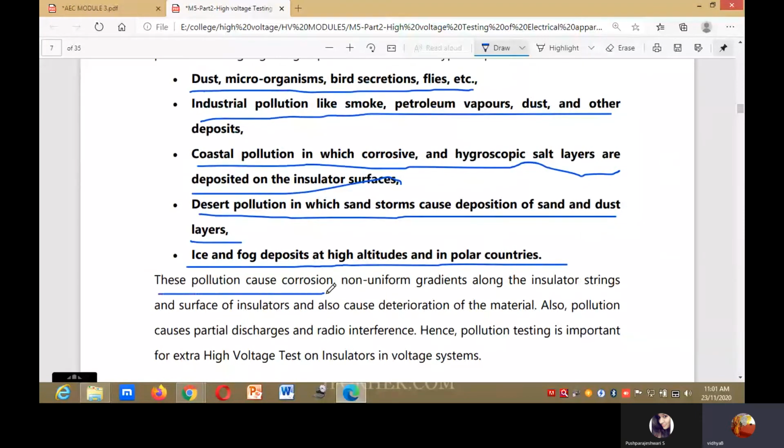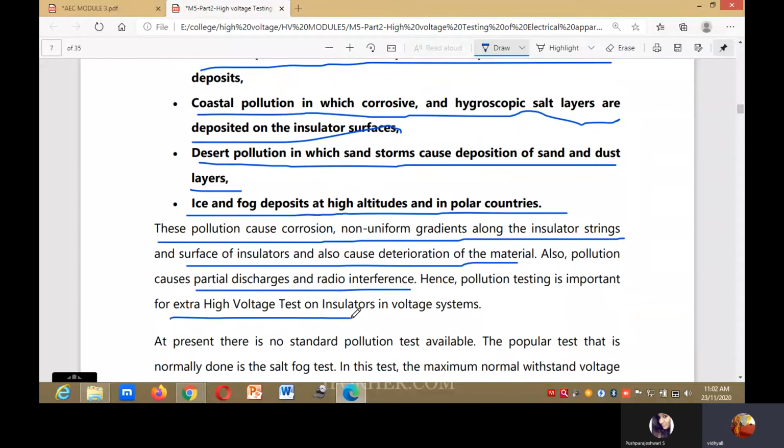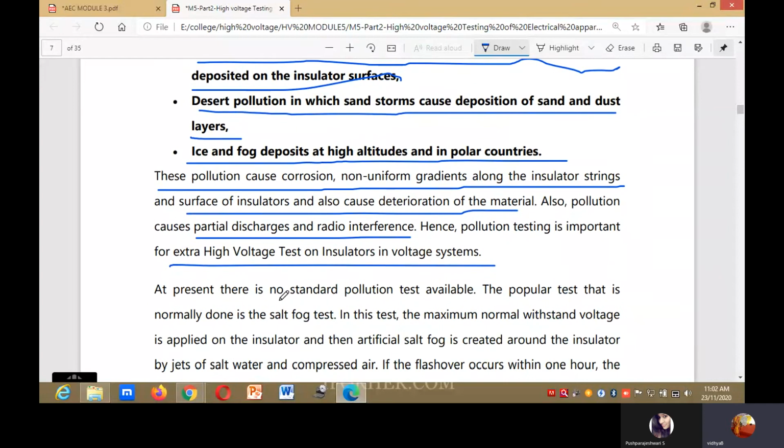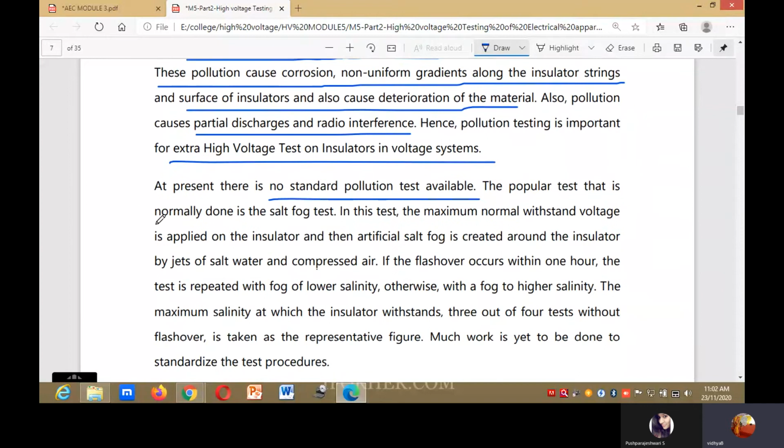These pollutions cause corrosion, non-uniform gradients along the insulator strings and surface of the insulator, and also cause deterioration of the materials. Pollution also causes partial discharge and radio interference. This pollution testing is important for extra high voltage tests on insulators in the voltage system. At present, there is no standard pollution test available. The popular test that is normally done is the salt fog test.